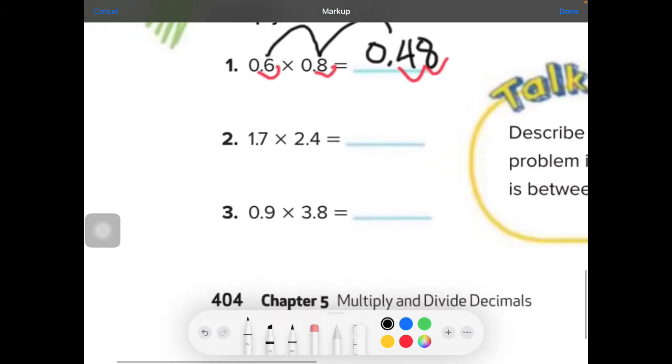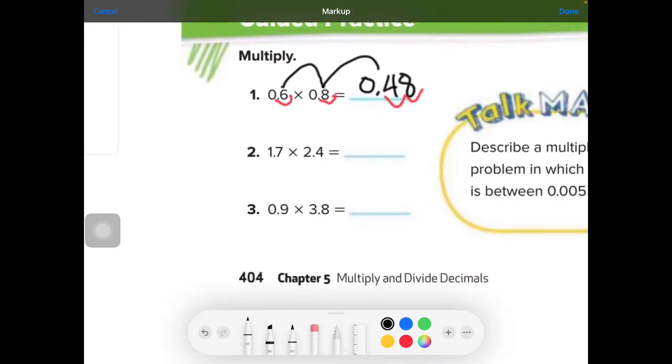Now number 2, you're going to need to have some space to work it out. Go ahead and use this on your graph paper. I'm going to do 2.4 times 1.7. Now when you're multiplying decimals, you just go ahead and multiply it and ignore the decimals. 7 times 4 is 28. 7 times 2 is 14, 15, 16.